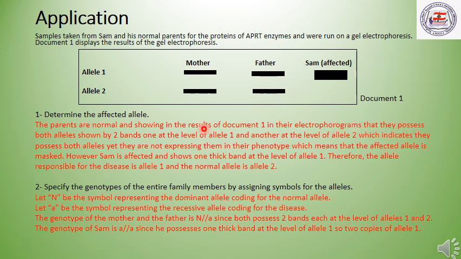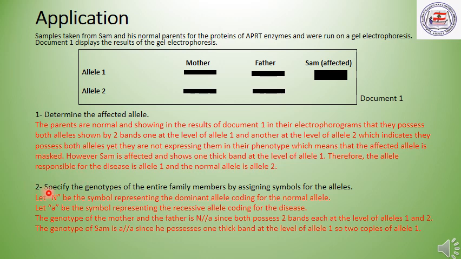The answer: the parents are normal and showing in the results of document 1 in their electrophoregrams that they possess both alleles shown by two bands, one at the level of allele 1 and another at the level of allele 2, which indicates that they possess both alleles, yet they are not expressing them in their phenotype, which means that the affected allele is masked. However, Sam is affected and shows one thick band at the level of allele 1. Therefore, the allele responsible for the disease is allele 1 and the normal allele is allele 2.